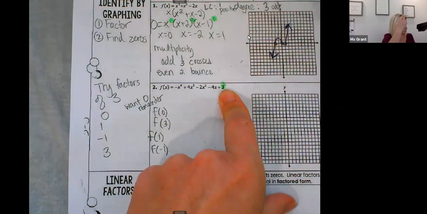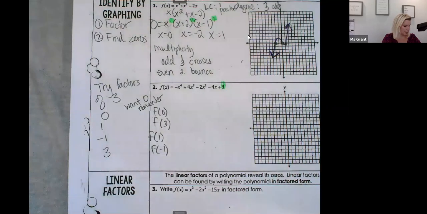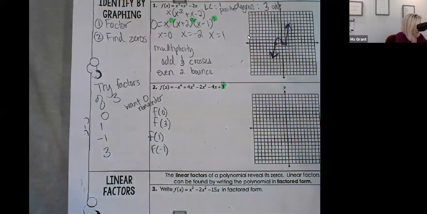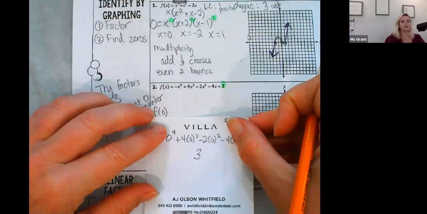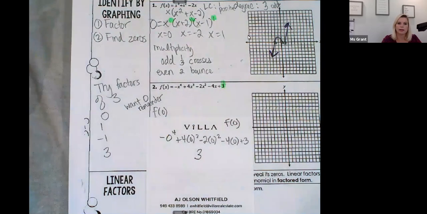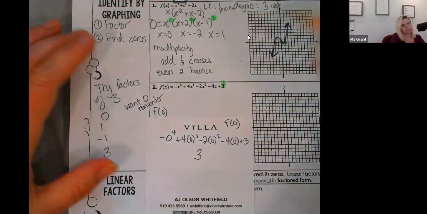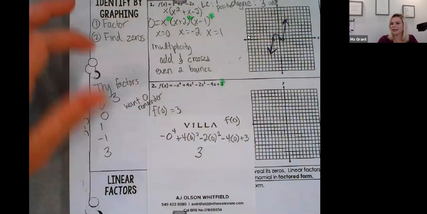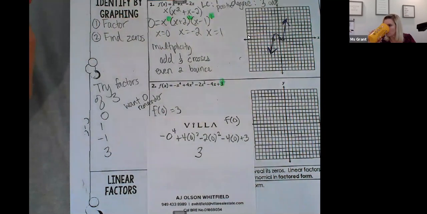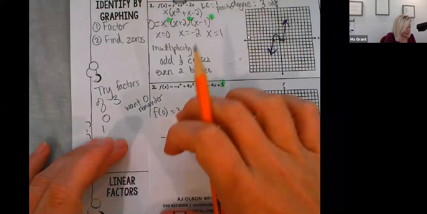So here is when I plug in 0. And I already did these for you last period to make your life easier. -0 to the 4th plus 4 times 0 cubed minus 2 times 0 squared minus 4 times 0 plus 3. Well, it turns out, you guys, when you work it all out, you just get a 3. So that doesn't work. It's not a remainder of 0, and I want a remainder of 0. Okay, so moving that aside.